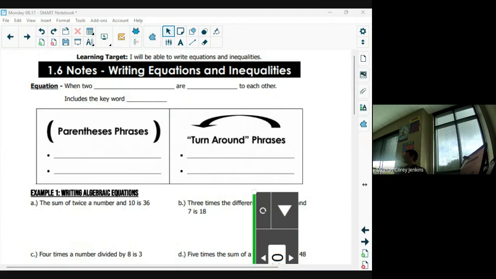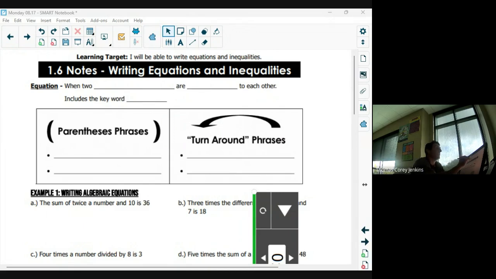Today's lesson goes really right along with what we started on Friday, what we're doing in the DMR, with rewriting the verbal phrases as algebraic. On Friday was expressions. Today, equations and inequalities. All right. So with that said, here we go.